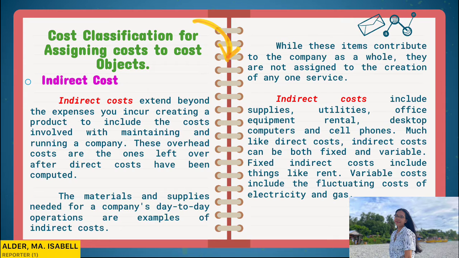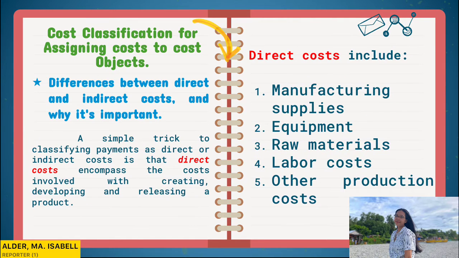Much like direct cost, indirect cost can be both fixed and variable. Fixed indirect costs include things like rent. Variable costs include the fluctuating cost of electricity and gas. Now let's talk about the differences between direct and indirect costs and why it is important.